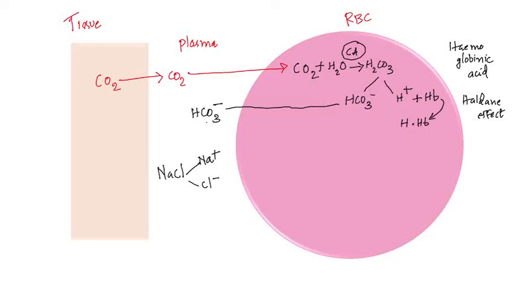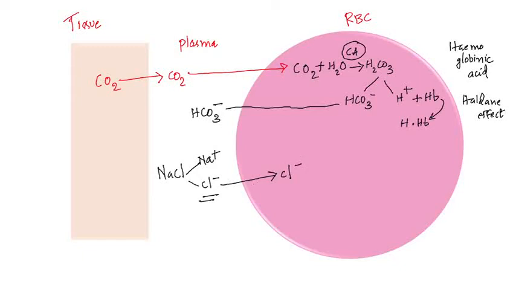So which ion is present in the plasma that is negatively charged? I've already mentioned the dissociation of NaCl. We have already seen that NaCl dissociates into Na plus and Cl minus. Cl minus is a negatively charged ion present in the plasma. So this Cl minus ion is going to move into the RBC in order to compensate for the loss of a negative ion, that was the bicarbonate ion.